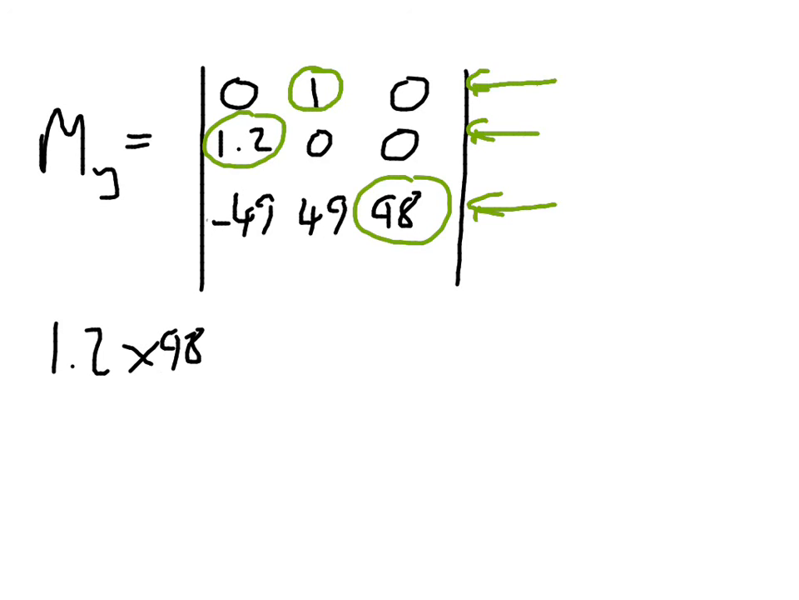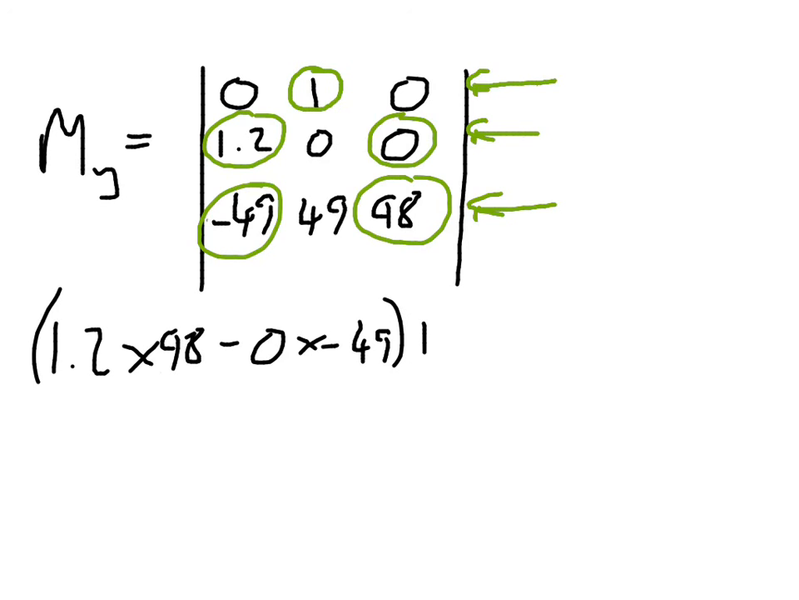And we're going to have minus 0 times minus 49, and then it's all got to be times 1. Because it's the middle, what would have been our j component before, it's got to have a minus at the start. So it will come out at minus 117.6 Newton meters. Or you could say 117.6 Newton meters in the clockwise direction.